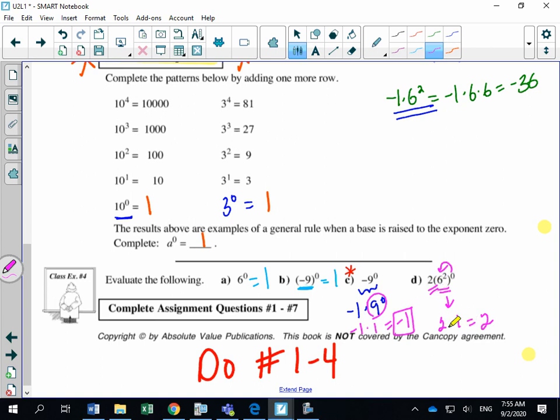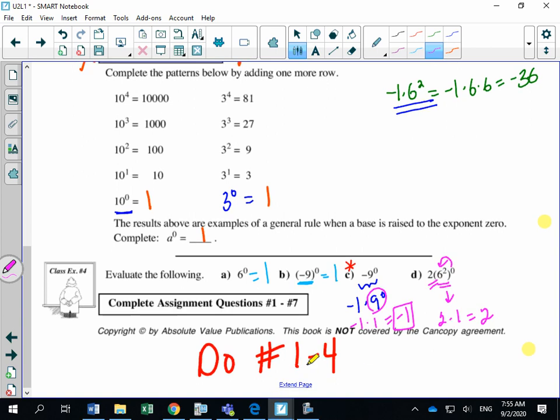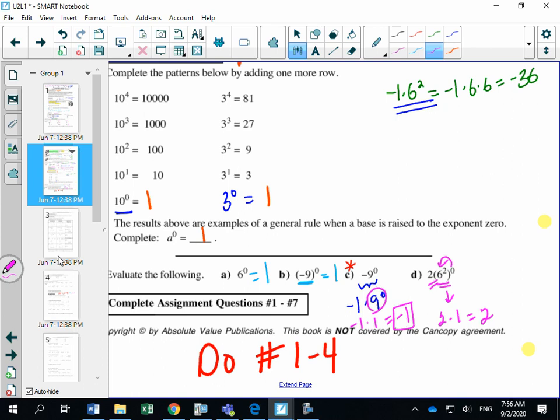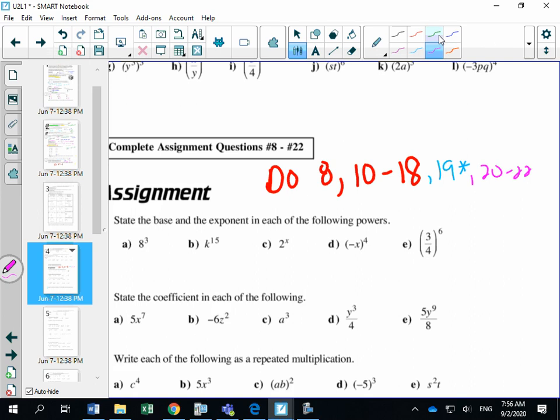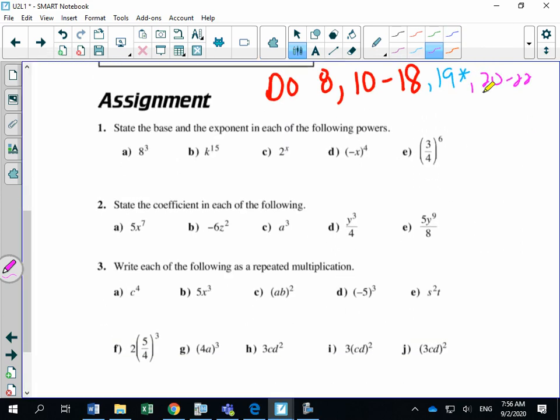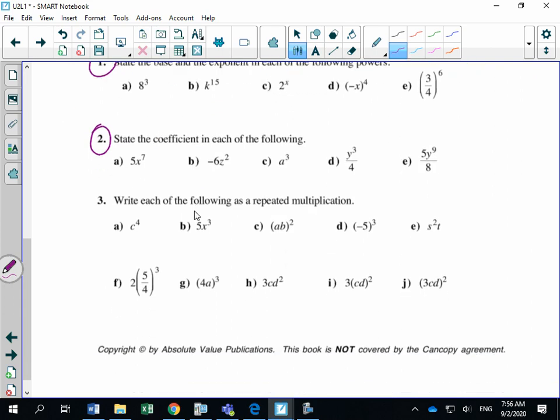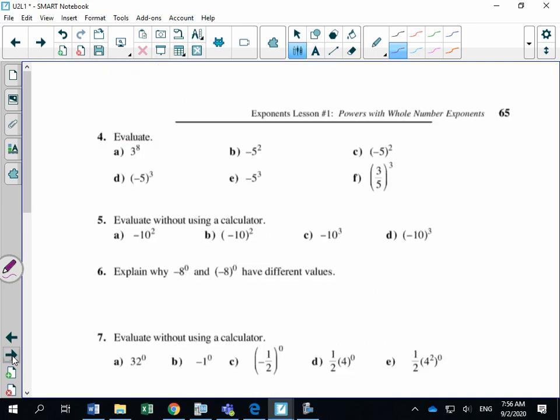That's going to be the end of the first part for lesson 1 in the Exponents chapter. We're going to circle questions 1 to 4, and I want you to do questions 1 to 4 before you watch part 2. So there's question 1. Here's question 2. So question 1, nice and simple, state the base and exponent. Question 2, state the coefficient. Question 3, write the repeated multiplication. And question 4 is evaluate.